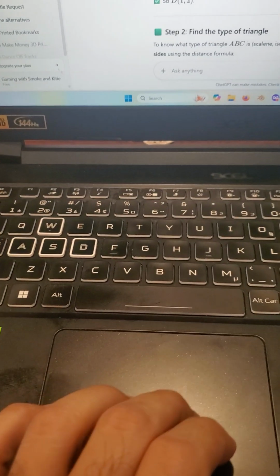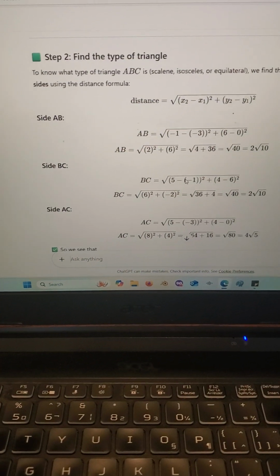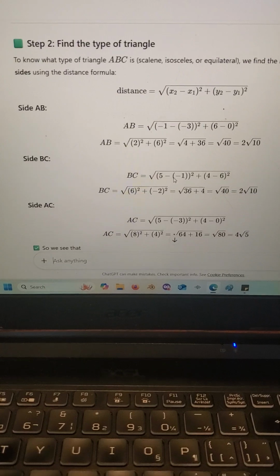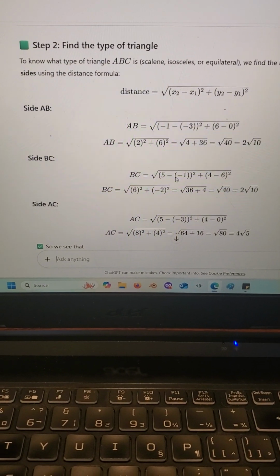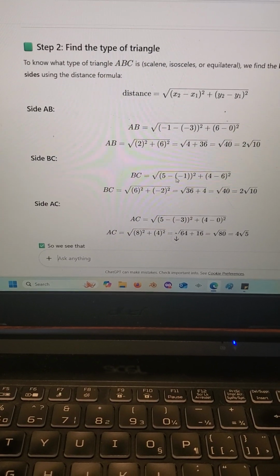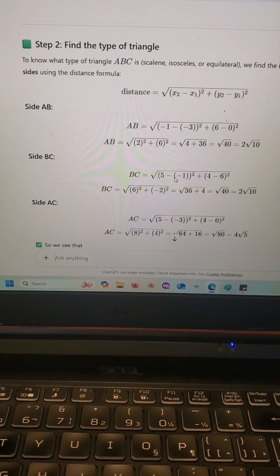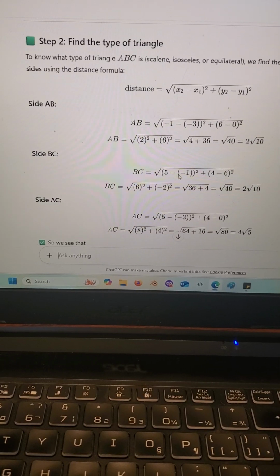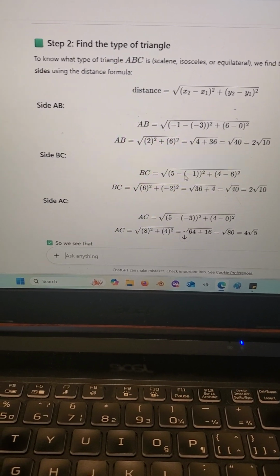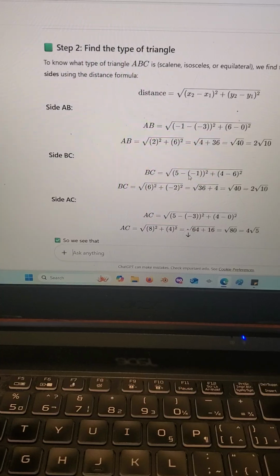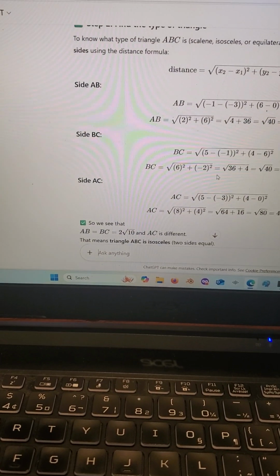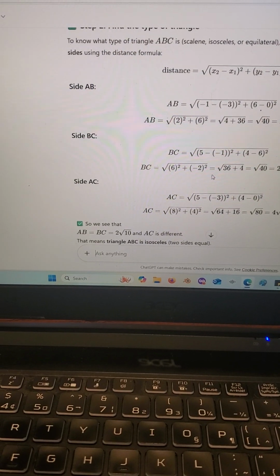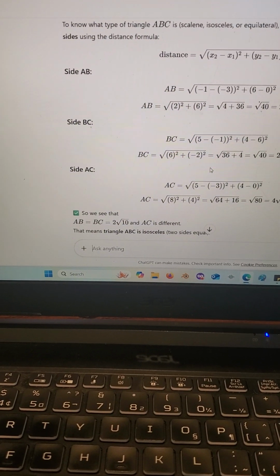Now we go to step 2, finding what kind of triangle. So you know this distance equation for your triangle. Then you go to AB, because it's point A to B. Actually, not the half point. So AB is one side, then BC, then AC.